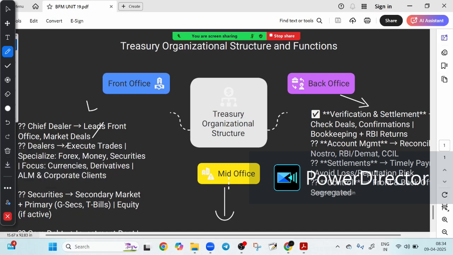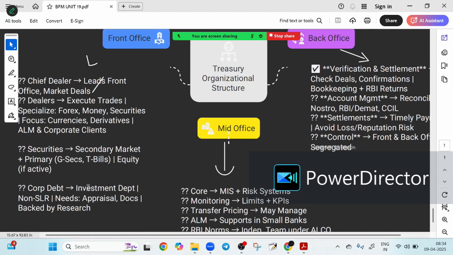So again, I'm repeating, the chief dealer leads the team. They cater to both corporate clients and handle ALM, and they also manage the secondary market, like government security and treasury bill. On the corporate side, they also handle investment proposals backed by thorough research. Forex, money, security: this you must remember. Dealers execute trades in forex market, derivatives, and securities, and they also manage the secondary market for securities like government security and treasury bill.